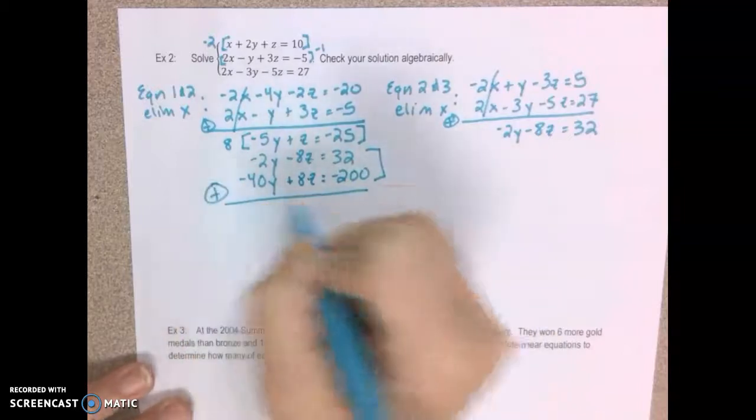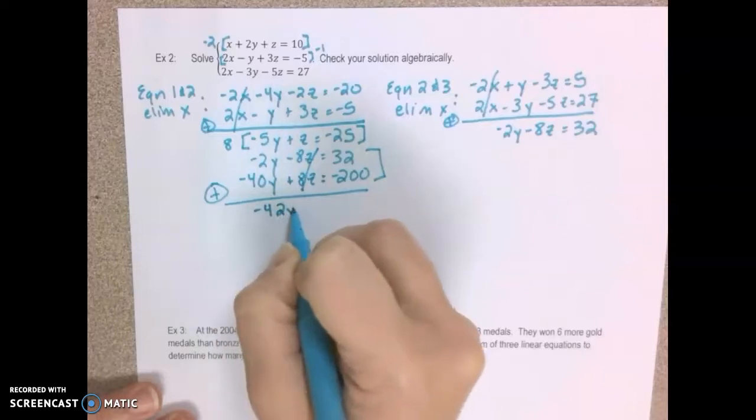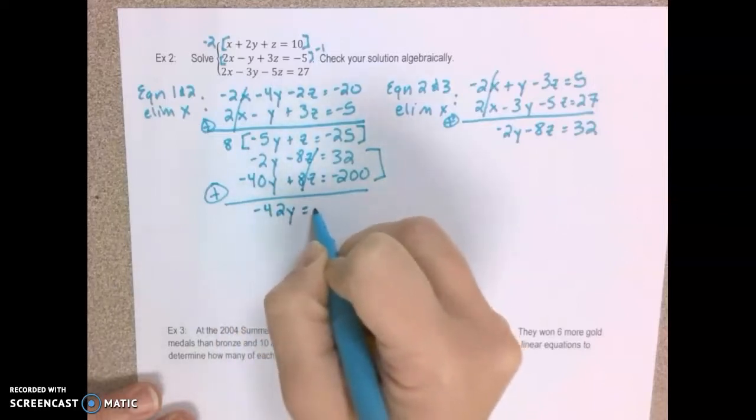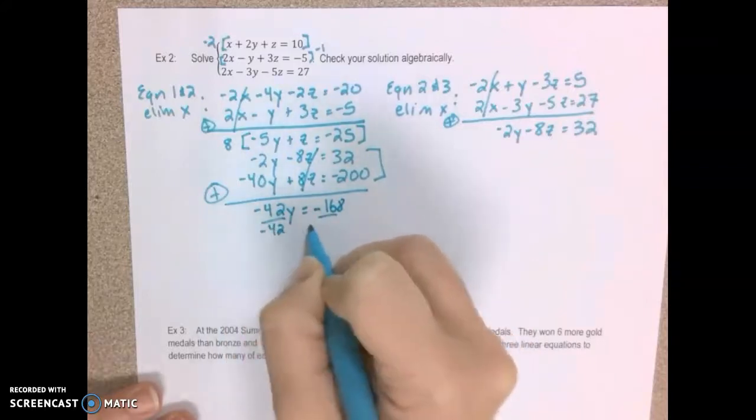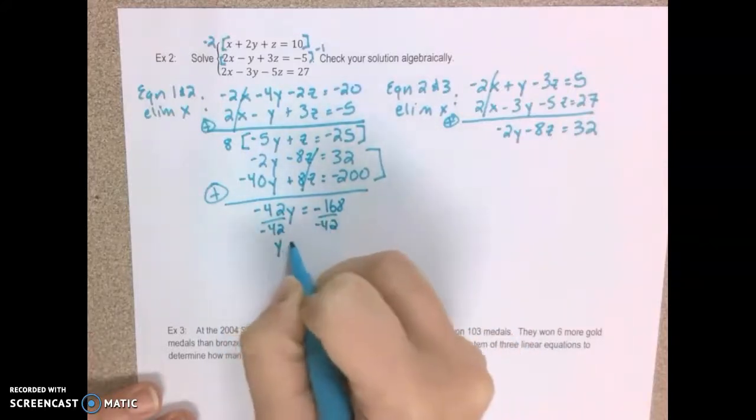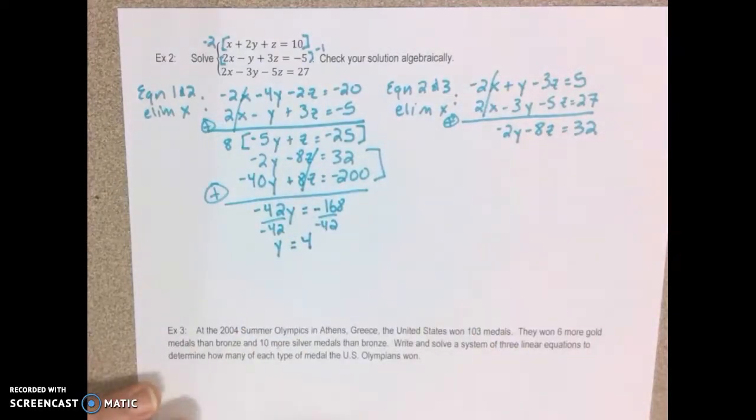We're going to add them together. Our z's are eliminated, and we get negative 42y equals negative 168. Divide both sides by negative 42, and y equals 4. So we now know one of our variables.